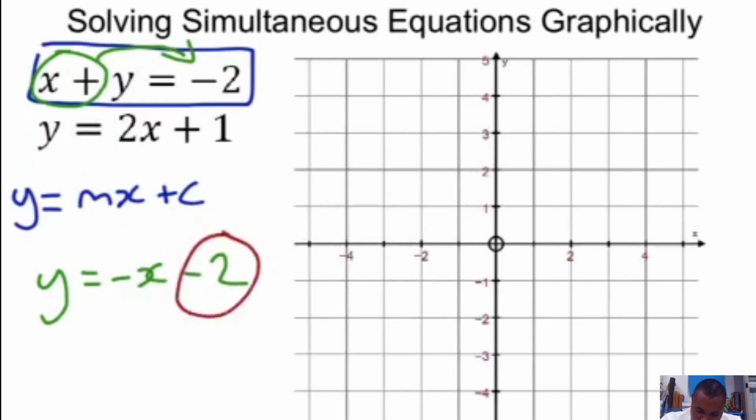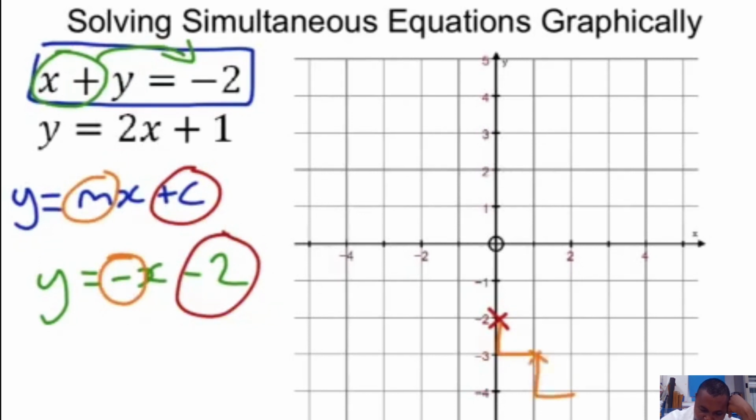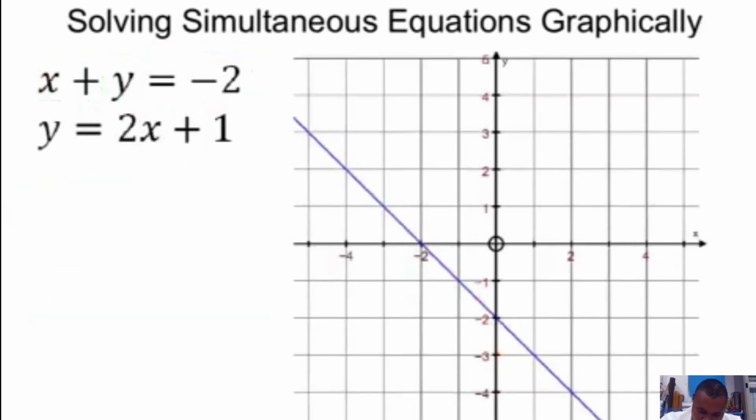The minus 2 is the c, means it goes through the y-axis at minus 2, which is down here. And m, in this case, is minus 1 again. So that means for every 1 down, it goes 1 to the right. So it's going to go through those points there. And if we join them up and continue the line, we get that line there. Again, on the next slide, we'll get a better representation of that line that is much straighter. And that's that first line.